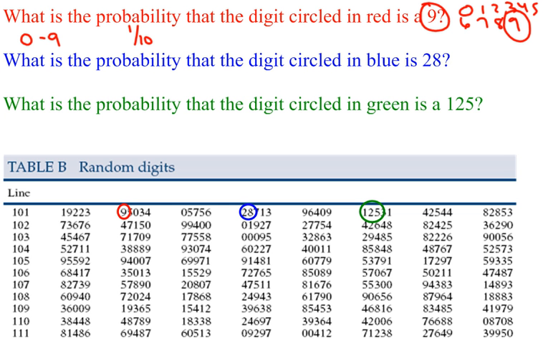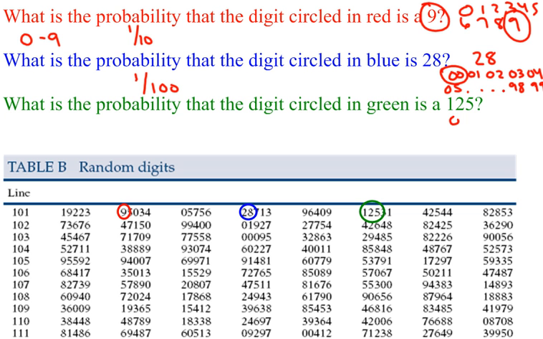So then, what's the probability the digit circled in blue is a 28? Well, 28 is one option, but think of all the numbers I have that are 2 digits. I have 00, 01, 02, 03, 04, 05. Can you see the pattern I have going on? All the way up to 98, 99. Now some people would say there's 99 numbers, but don't forget about 00. That's an option. So we have 100 options for 2 digits, and 28 is one of those options, so it's 1 in 100.